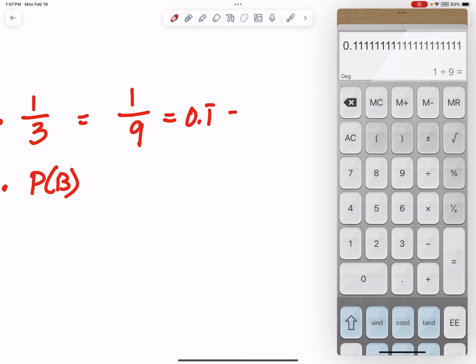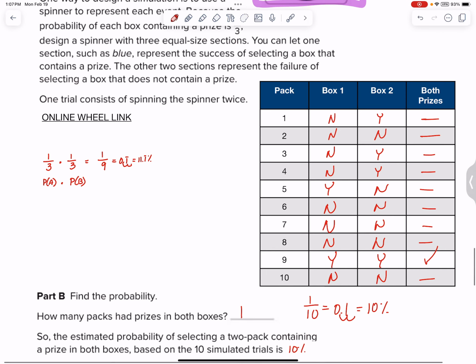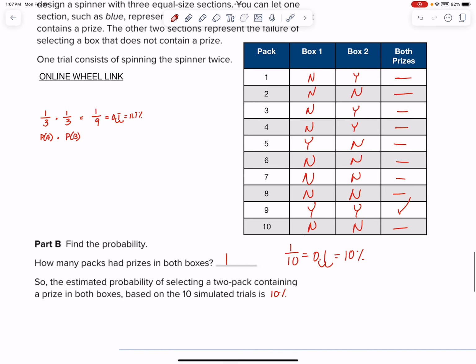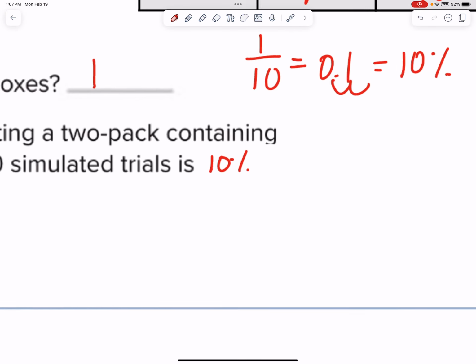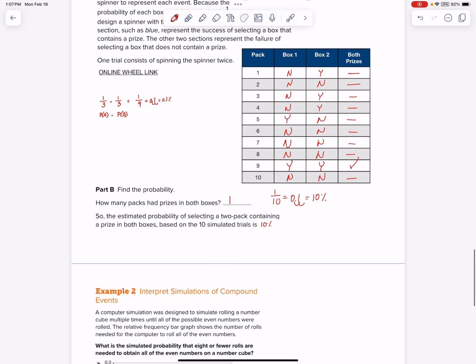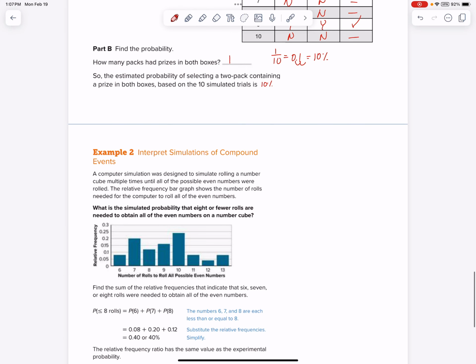0.1 repeating. And then swoop, swoop, we're at 11.1 repeating percent is the theoretical probability. Okay, so really, 11.1 repeating compared to 10%, they're actually pretty close between theoretical and experimental. And so that's how you could carry out a simulation without buying tons of cereal.